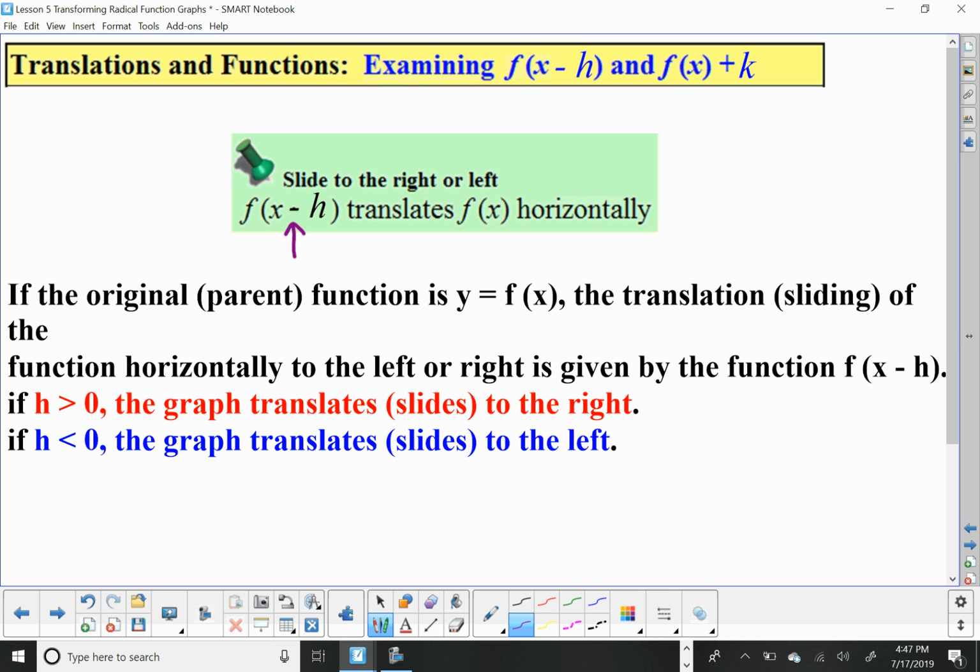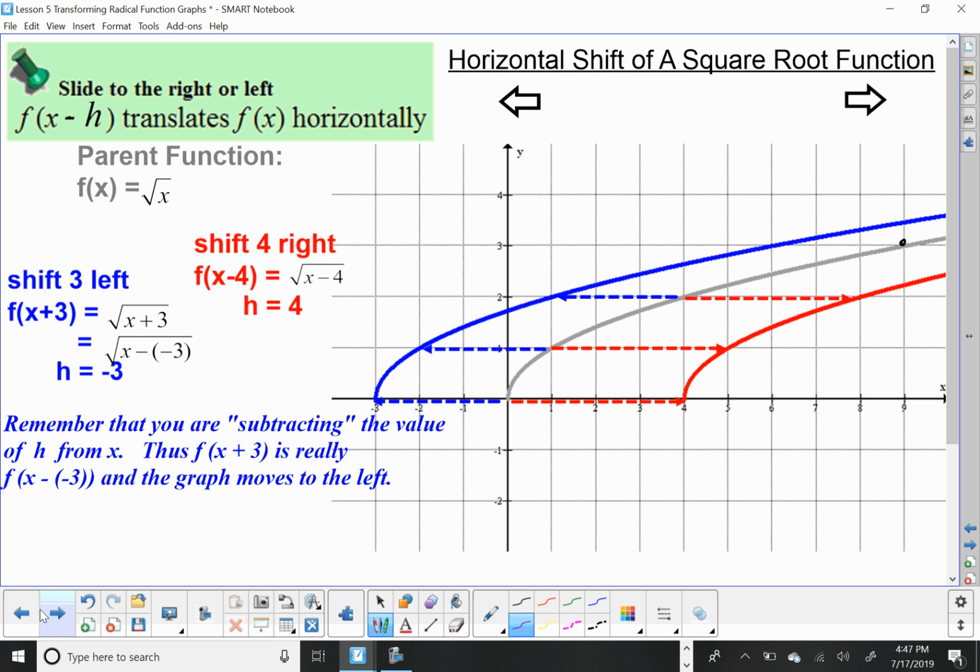When h is positive, you go to the right, which is this direction. Left is this direction, as you're looking at the screen. So, I'll pause the video. You all can read it. The red is to the right, the blue is to the left. You should graph these on your paper.